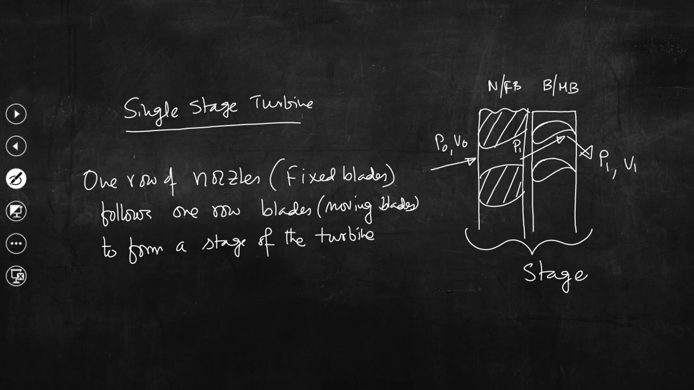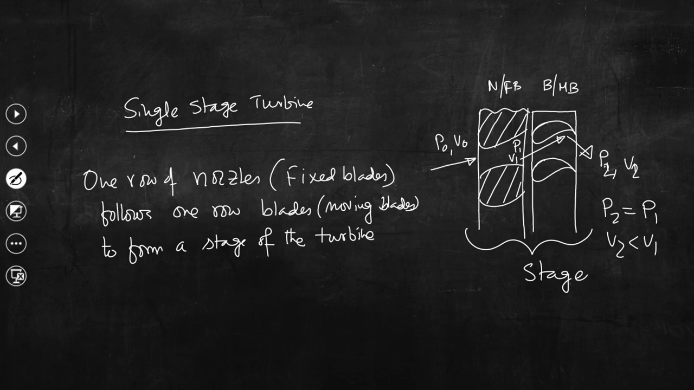This is P2 and velocity V2, and this is P1 and velocity V1. So, P0, V0 are the pressure and velocity at the inlet of the nozzle, and P1, V1 are the pressure and velocity at the exit of the nozzle. Again, the pressure and velocity of steam at the inlet of the first row of moving blades are P1, V1. Finally, P2, V2 are the pressure and velocity of steam at the exit of the first row of moving blades. Now, P2 equals P1 and certainly V2 is less than V1, because a part of the kinetic energy is absorbed by the first row of moving blades.